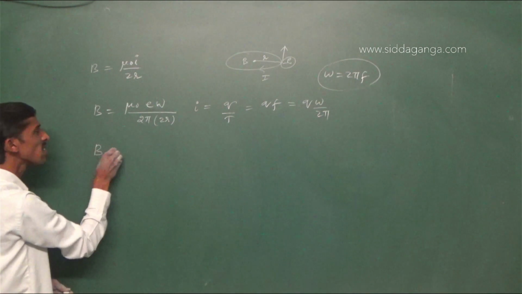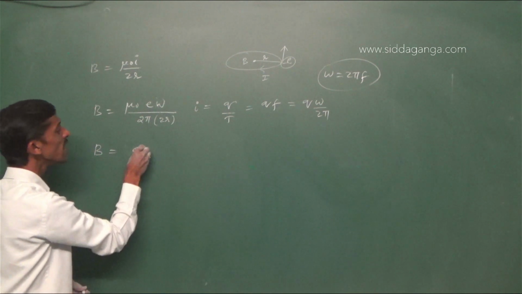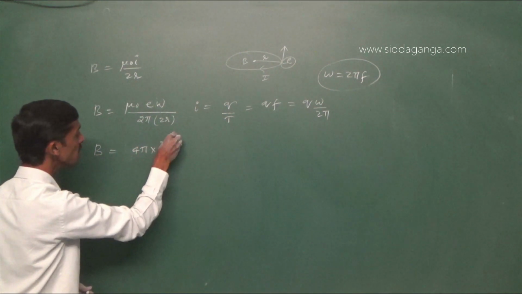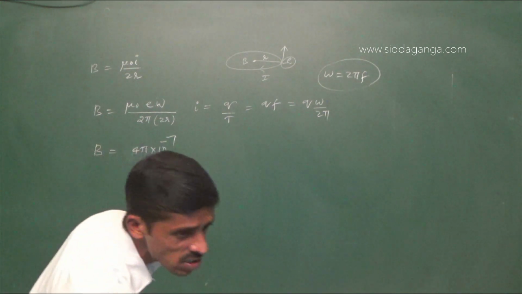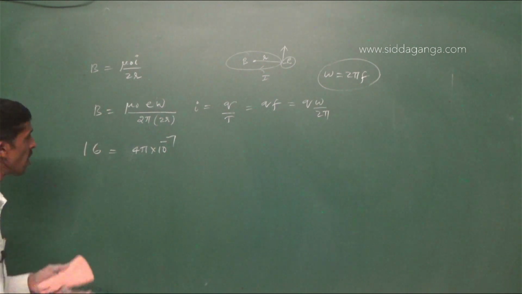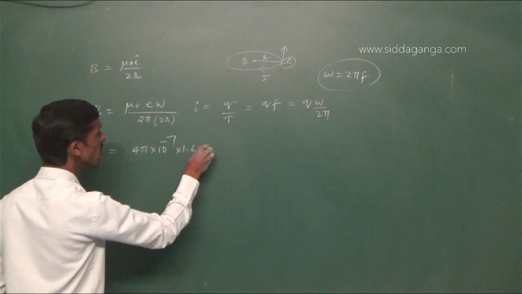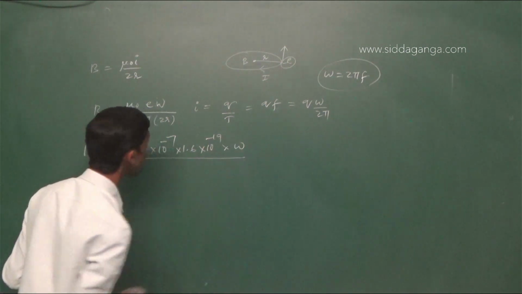If you observe this clearly, what is the value of mu naught? 4 pi into 10 to the power of minus 7. The B value is given. How much field has to be produced? 16 Weber per square meter. What is the charge of the electron? 1.6 into 10 to the power of minus 19. What is the angular frequency? That we have to calculate.